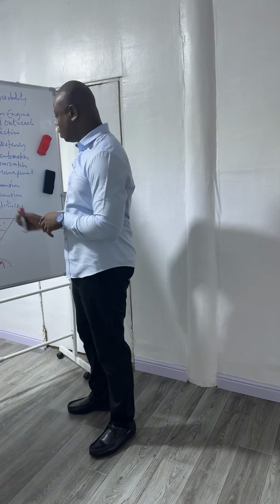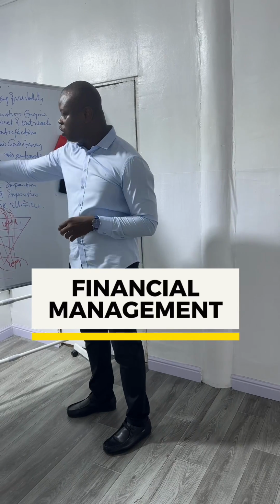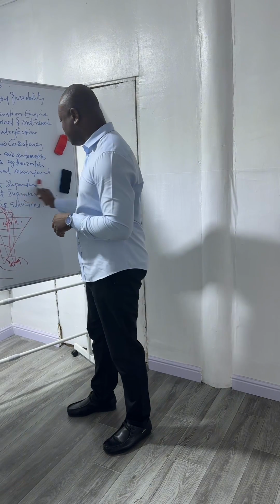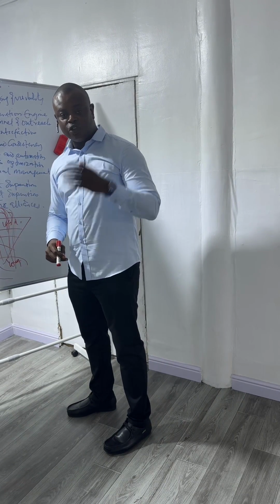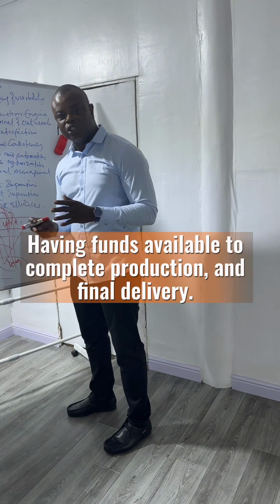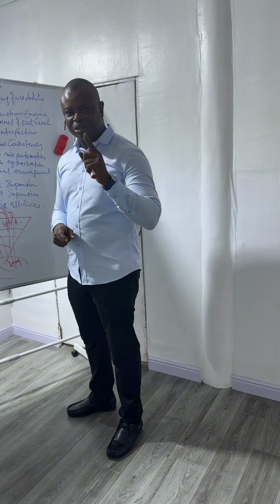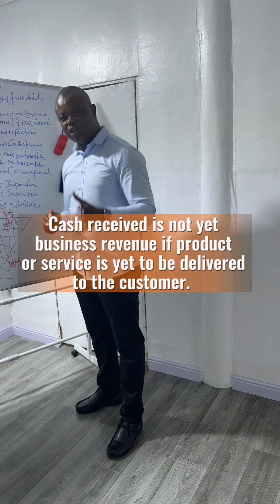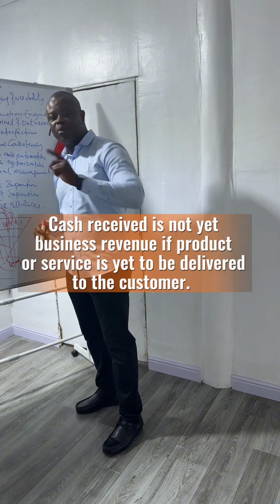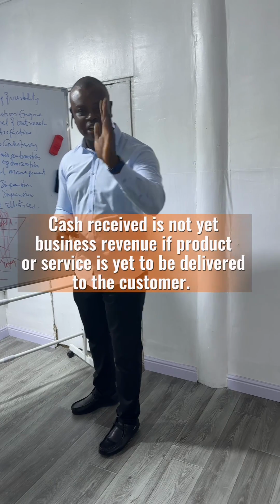Okay, this is important. So financial management is part of your operational efficiency. You've collected money from a customer. You need to make sure you deliver on what you promised. Some of you, this information is very important. When a customer gives you money for a service you are yet to provide, that money is not yet a part of your revenue.